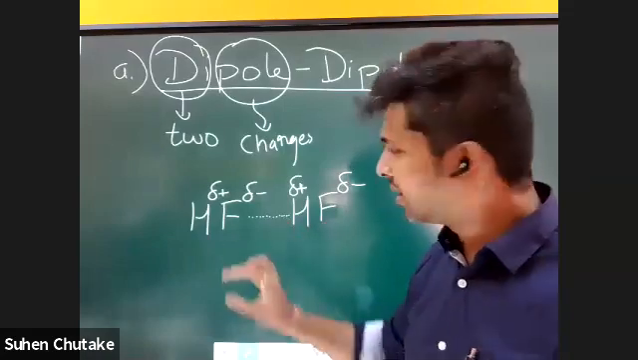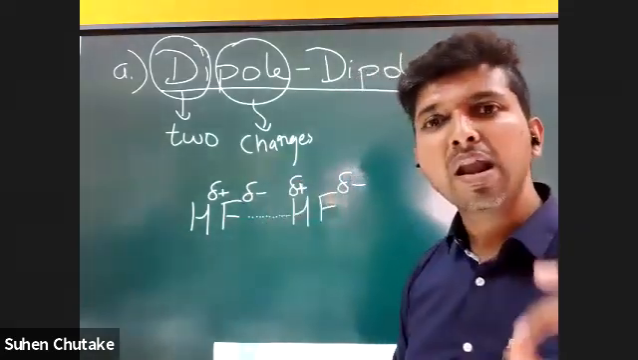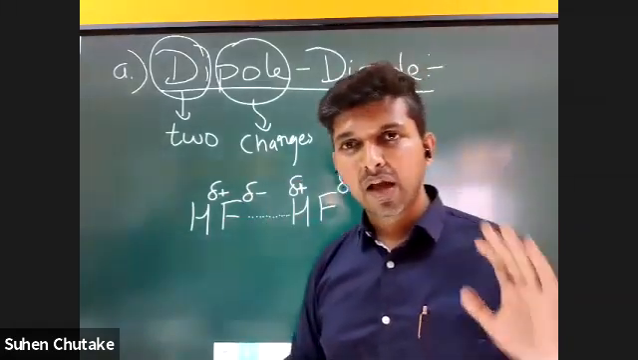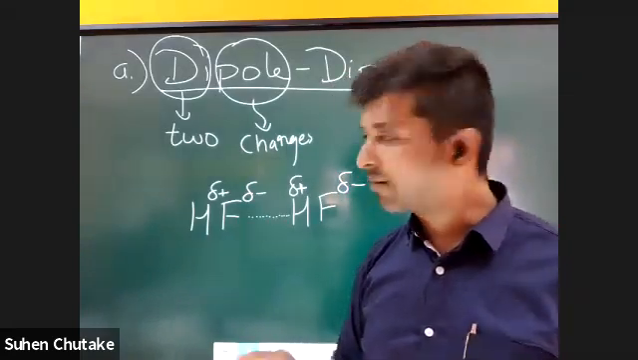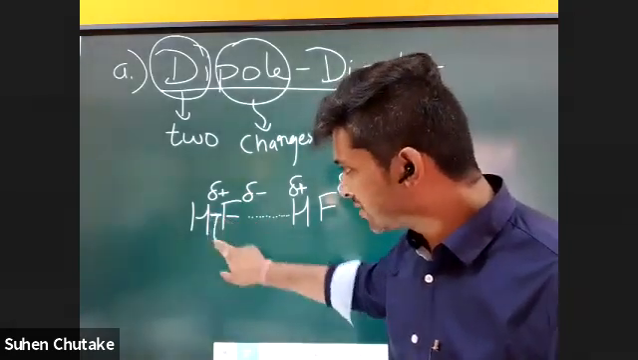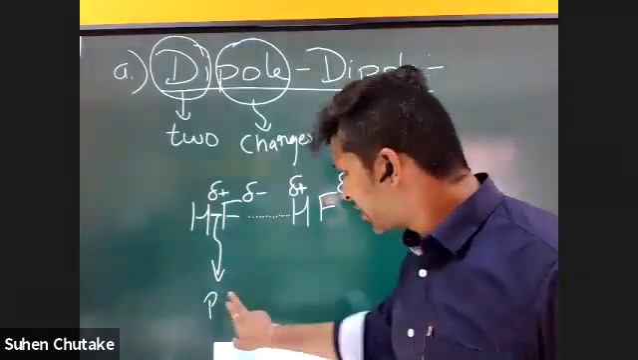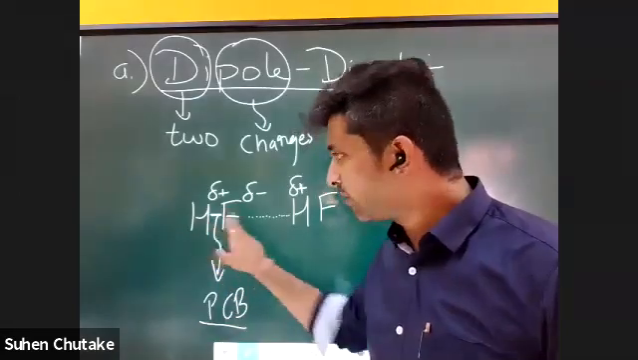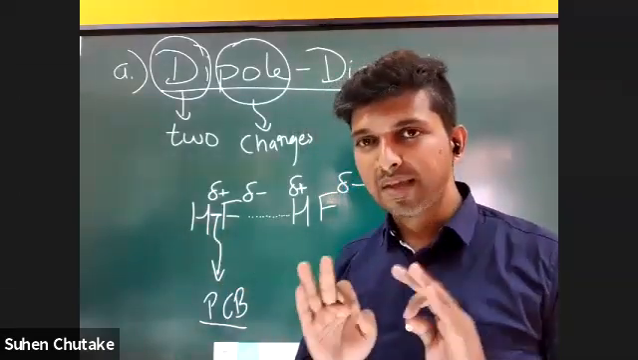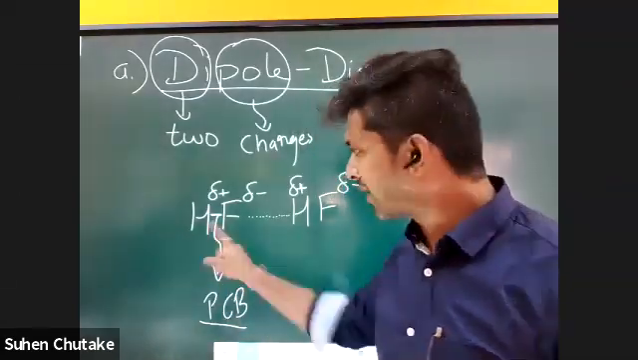Because it's very simple. This is delta negative, this is delta positive. Unlike charges attract each other. So remember, we are not talking about this bond. This bond is your chemical bond, PCB, polar covalent bond. We are not talking about the bond between hydrogen and fluorine. Please get this clear.